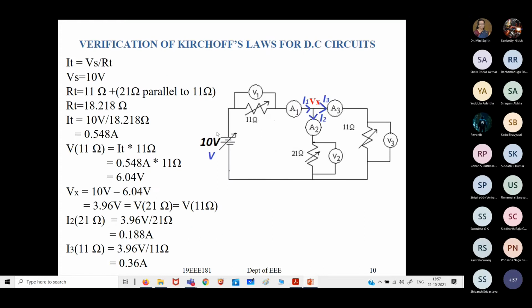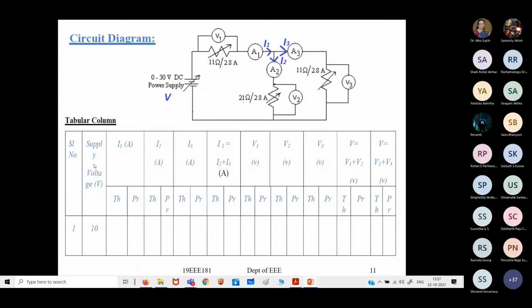So this is the circuit, 10 volts. It is given to us in the manual that we have to use 10 volts. This is what you will have to fill up. This is the circuit. Supply voltage you can see here. This is available in your manual. 10 volts is the given supply. So this TH stands for theoretical calculation and this is the practical value which you have achieved.